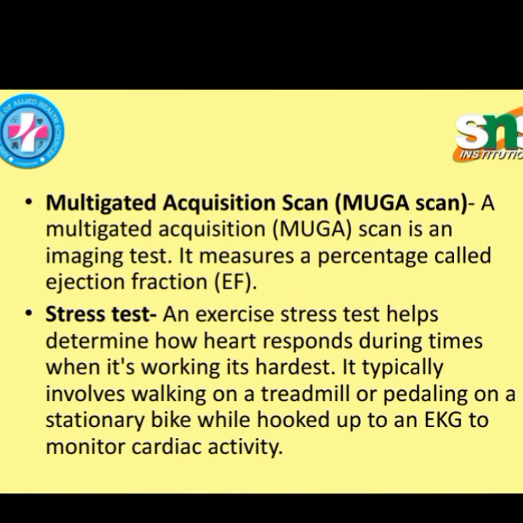And the specific tests are the stress test. The exercise stress test helps determine how the heart responds during the time when its work is hardest. It typically involves walking on a treadmill or pedaling on a stationary bike while hooked up to an ECG to monitor cardiac activities. And the multigated acquisition scan, MUGA scan. A multigated acquisition scan is an imaging test. It measures the percentage called ejection fraction.